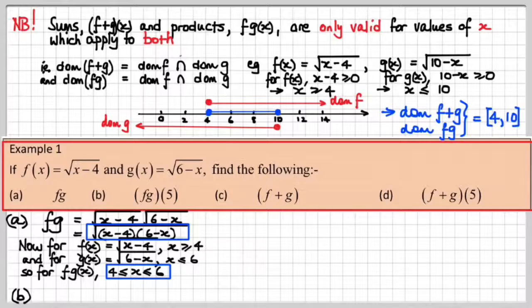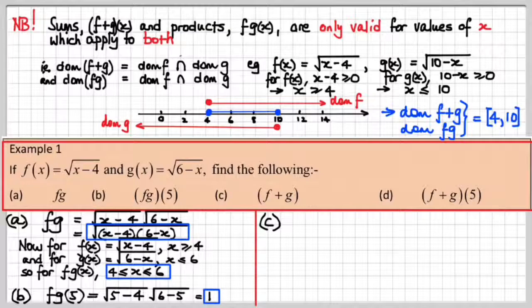Now, what have we got here? f times g of 5. Well, that's all right because 5 is within our domain and we can easily work it out. We can just plug 5 into here, can't we? And it's going to be that. Have a look. Yeah, it's right, isn't it? So therefore, that's going to be 1. Terrific, terrific. This is pretty easy, isn't it?